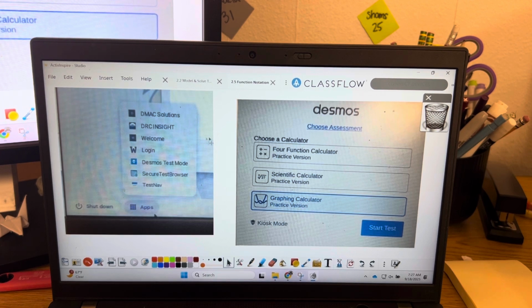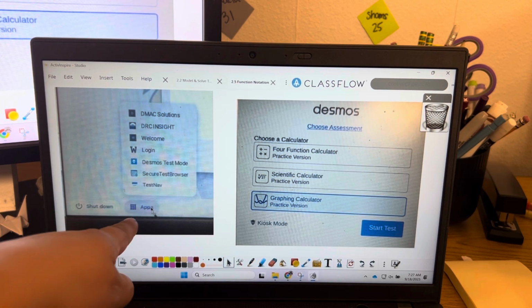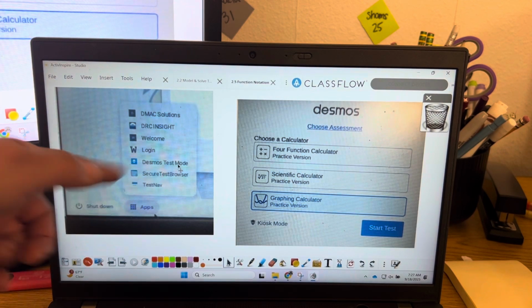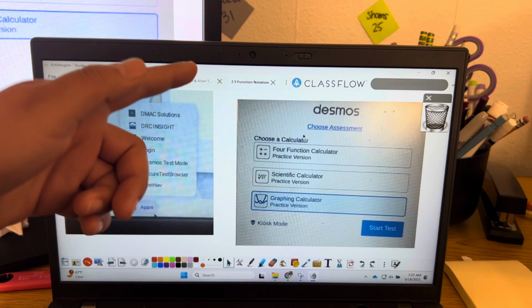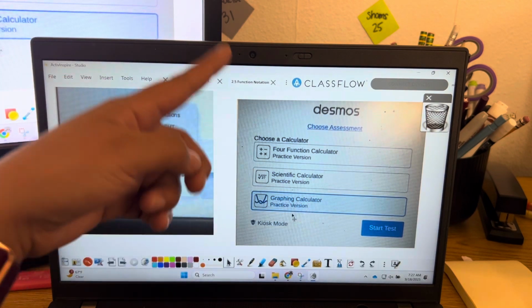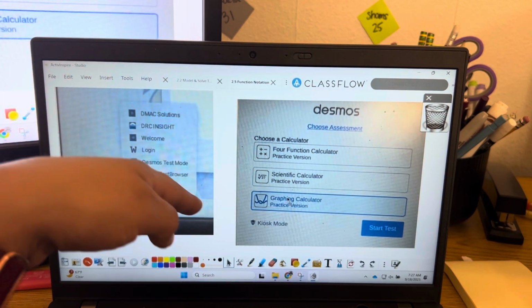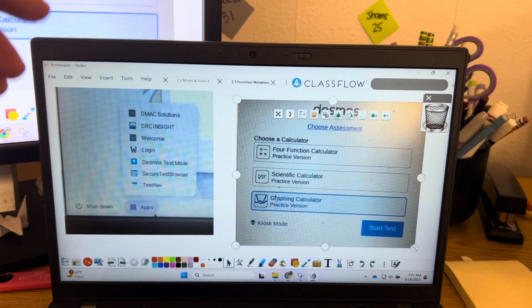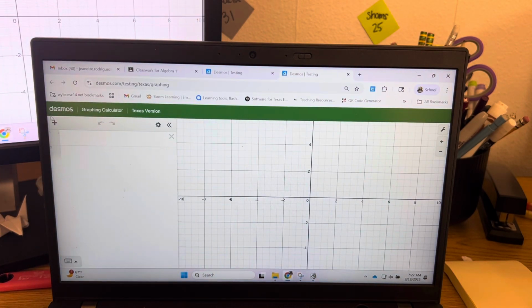So when we learn this today on your school Chromebooks, under apps, so you wouldn't log in, under apps there is the actual Desmos test mode. You would click on that and then it'll pop up 3 options. You can use any of these, but the option that we use is the graphing calculator, and then you would start test. Once you do that, you'll see this on your screen.